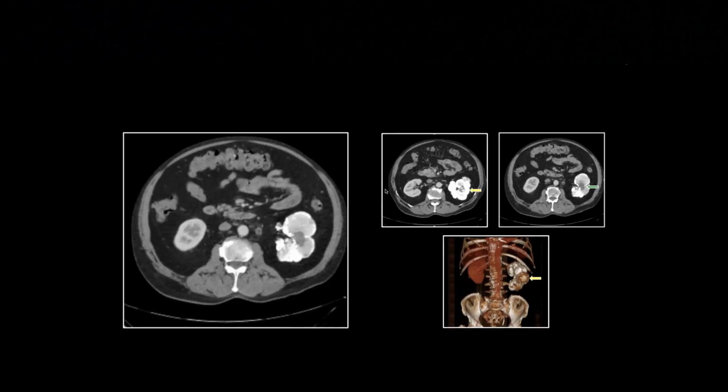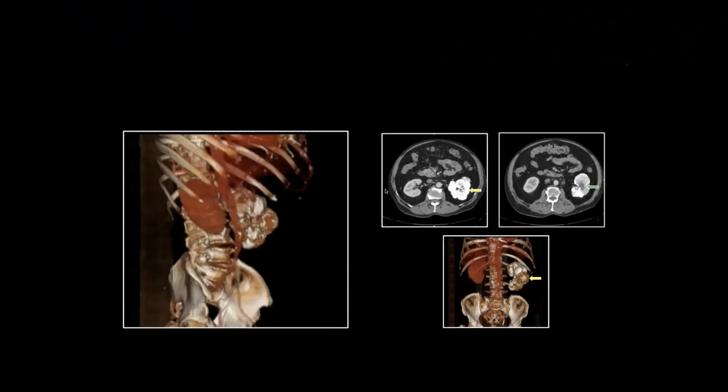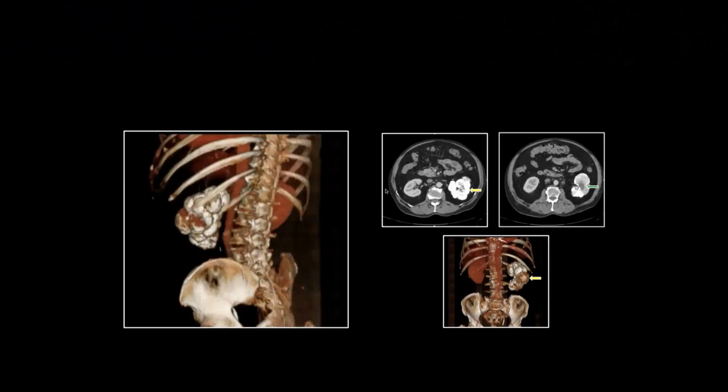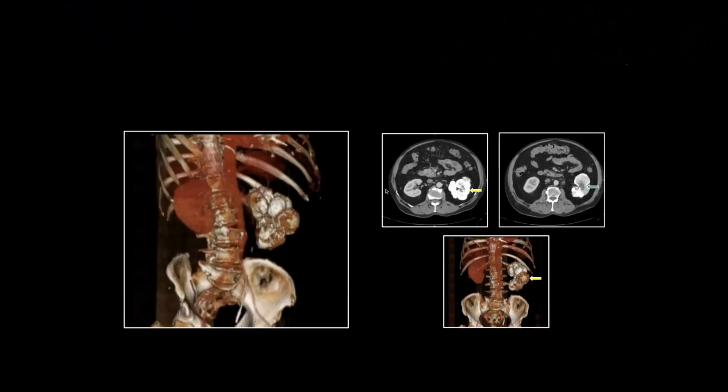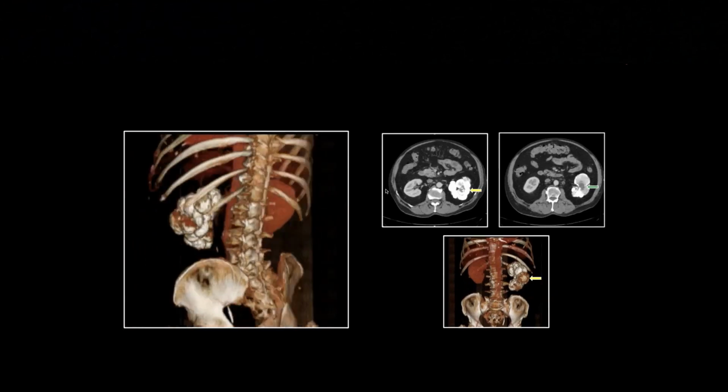All right, so that is a case of renal tuberculosis, and there's the 3D. Again, I don't do too many of those. They just don't seem to help that much, but that one's pretty cool.